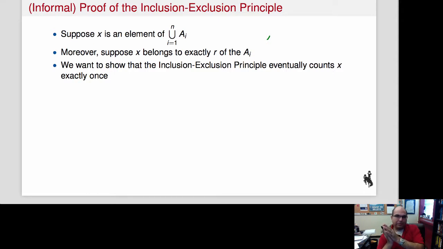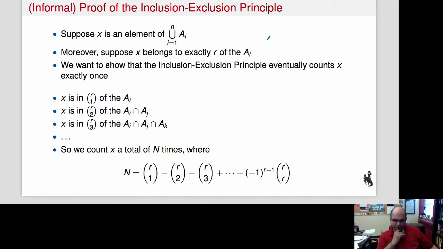So what I want to show is that the inclusion-exclusion principle will count X exactly once, right? So if that holds for any X in the union, it's going to hold for all of the X's in the union, so I'm not assuming anything special about X, and that means that each element is counted exactly once. So that would be our goal.